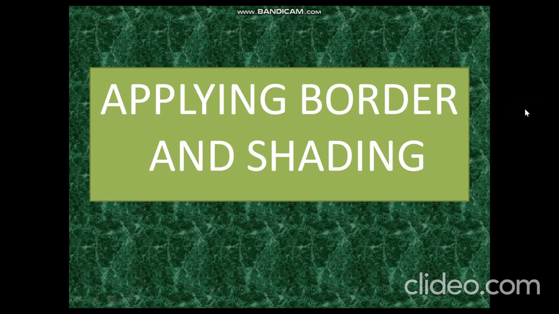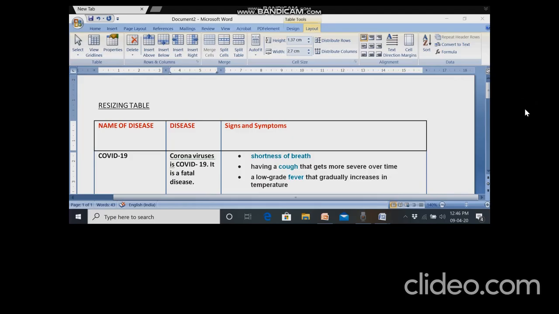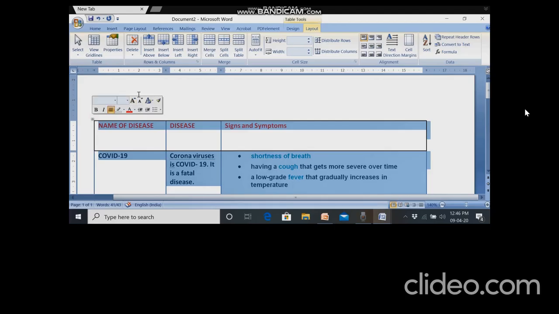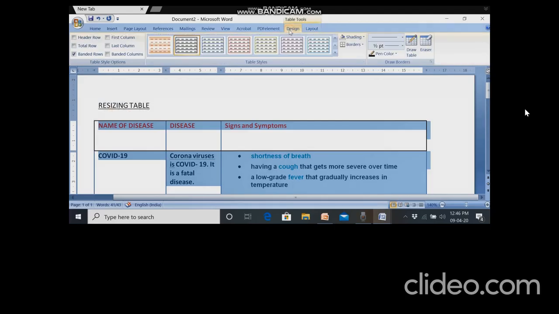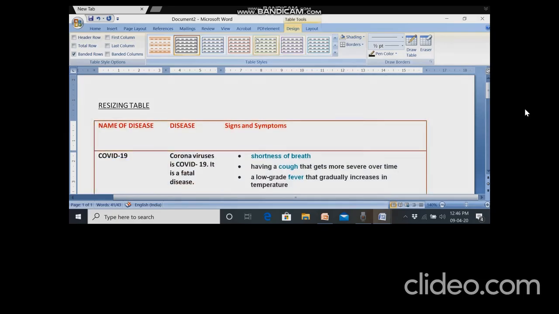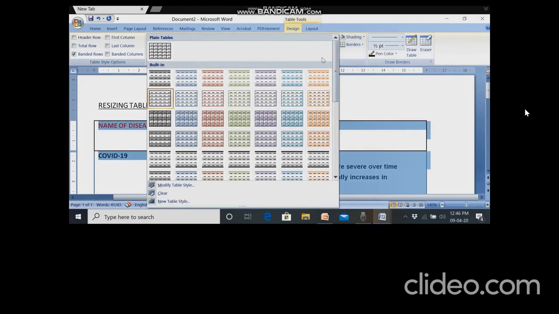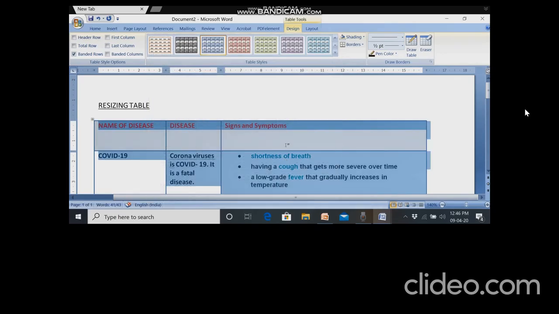Applying borders and shadings. So to apply border and shading, first we will select the table. Then we will go to the design tab. In the table styles, there are different styles which are available. So you can choose any of the table styles. Then go to borders.